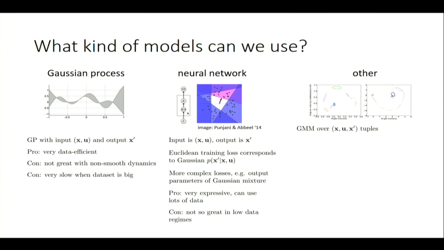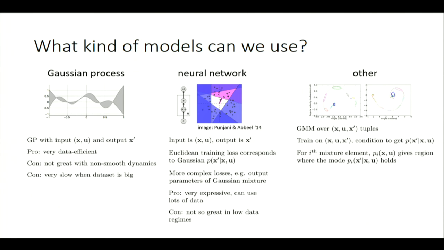There are a few other options for fitting dynamics models that are also worth knowing about. For example, one method of fitting dynamics that tends to work surprisingly well is a Gaussian mixture model. You can fit a Gaussian mixture model to tuples x, u, and x prime. You literally just construct a set of vectors x, u, and x prime, concatenate them all together, and fit a big Gaussian mixture model to them. And that's what's being shown here. This is a Gaussian mixture model for a pendulum swing-up task. You can train your Gaussian mixture model on these tuples, and then when you need to use that model, you condition on x and u to get a distribution over x prime.